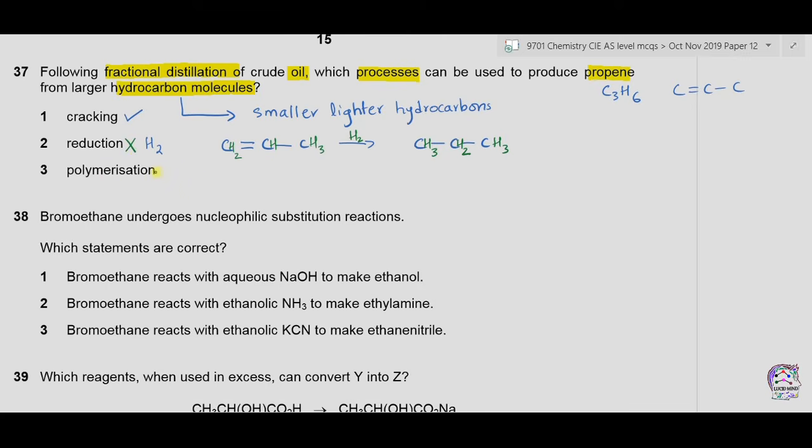The third option is polymerization. What happens in polymerization? For example, if we have an alkene molecule, then addition polymerization will occur and the double bond is converted into a single covalent bond. So propene will not be formed, and long chains of larger hydrocarbons are produced. So option 3 is also incorrect. As only option 1 is correct, the answer is D.